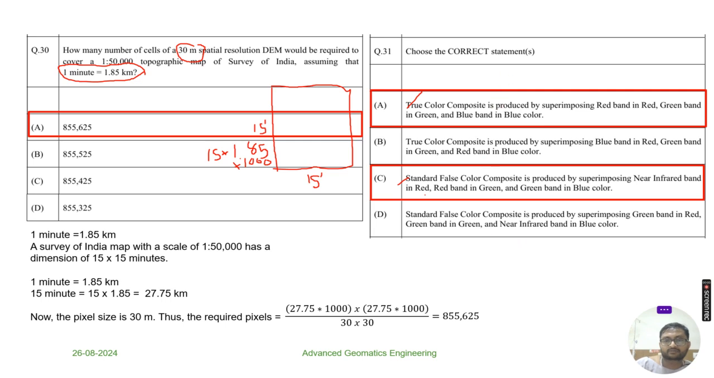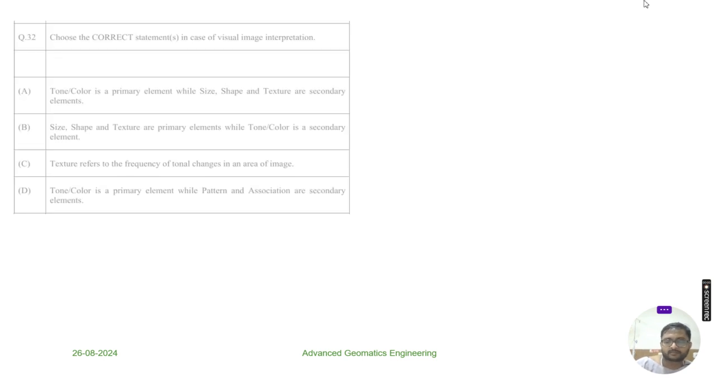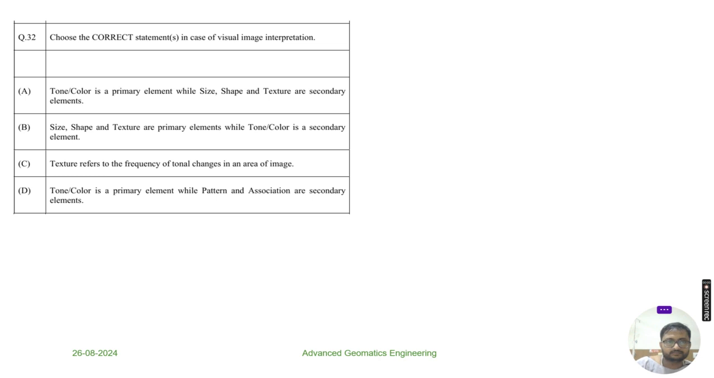Now we'll go to the next question. So you have these elements of visual image interpretation. In that, which is the primary and which is the secondary? When we see any image, what will be the criteria that we will see first? So the first one is correct.